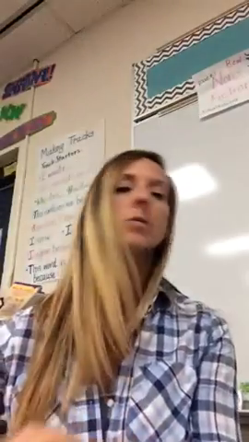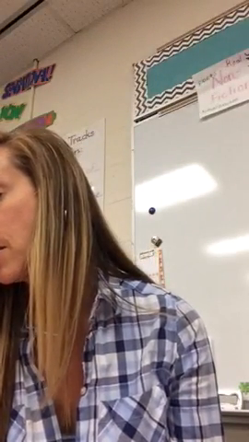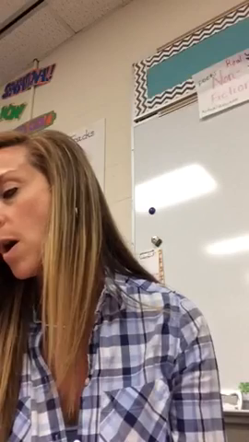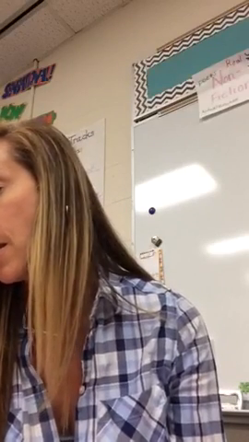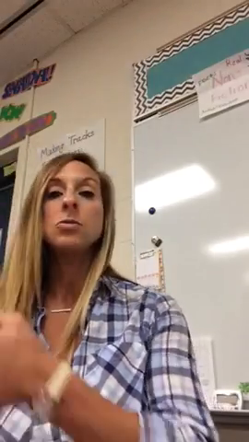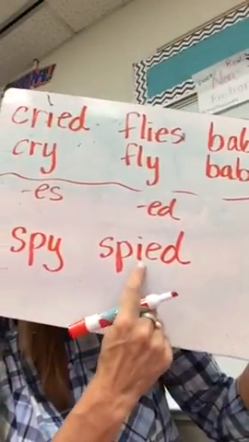Okay. Next one, spied. I spied on my little sister. I don't even have a sister, but that might be fun. So I'm going to write the base word spy. Change the Y to an I and make it spied. None of these should just end with a D. You should always have an ED. Okay, so spy gets changed to spied. Change the Y to an I, add ED.